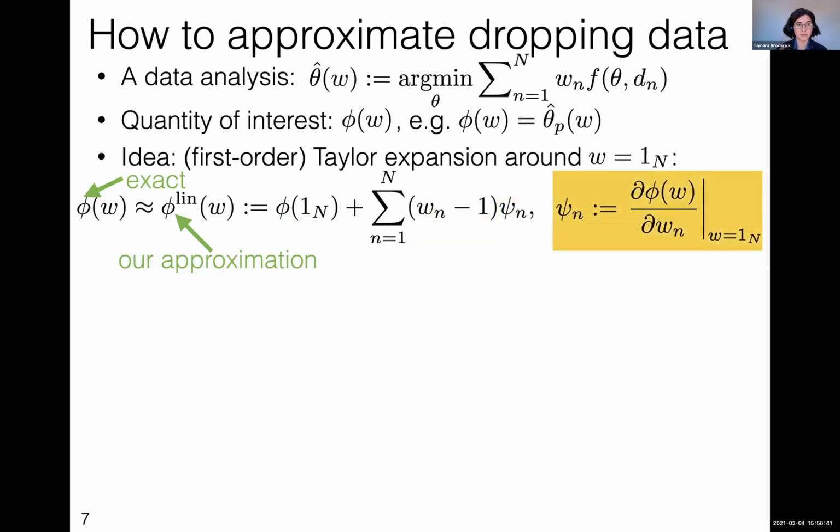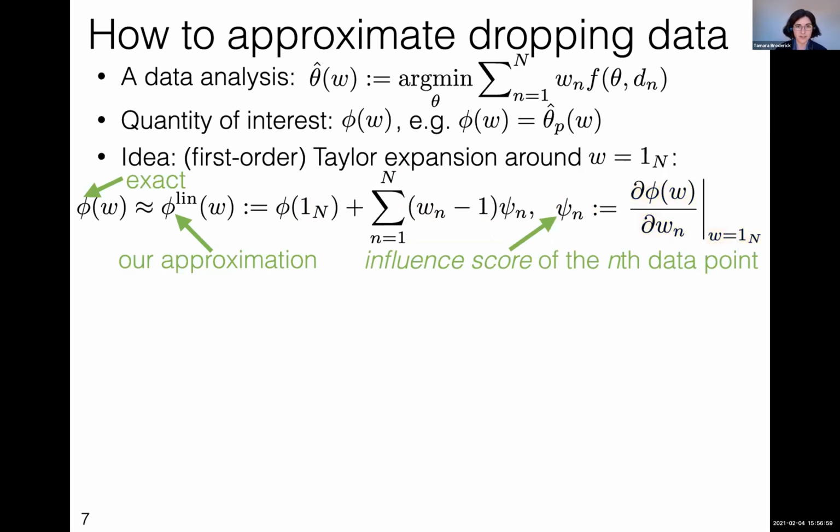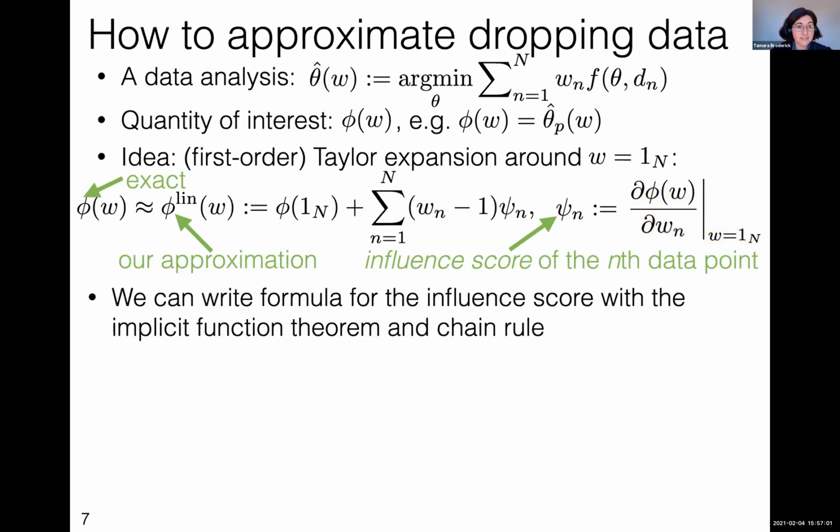So the derivative here is the derivative of phi with respect to W, because that's what we're doing this Taylor expansion in. Now, if you're familiar with influence functions, this might look somewhat familiar. We're going to call this the influence score of the nth data point. It's the only thing in this equation that might be non-trivial to compute, but it turns out that it is trivial to compute in the following sense.